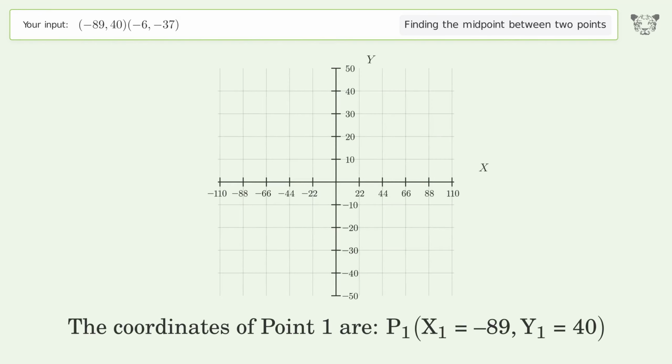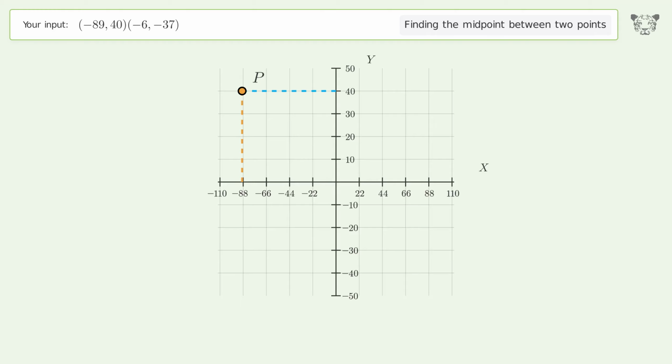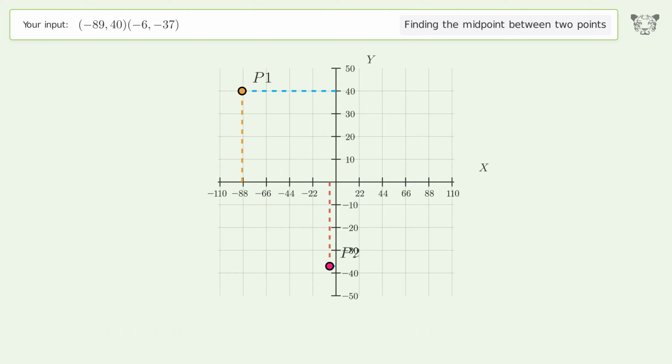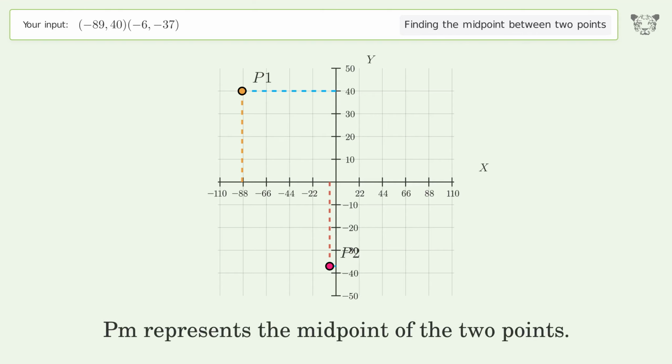The coordinates of point 1 are, x1 equals negative 89, y1 equals 40. The coordinates of point 2 are, x2 equals negative 6, y2 equals negative 37. PM represents the midpoint of the 2 points.